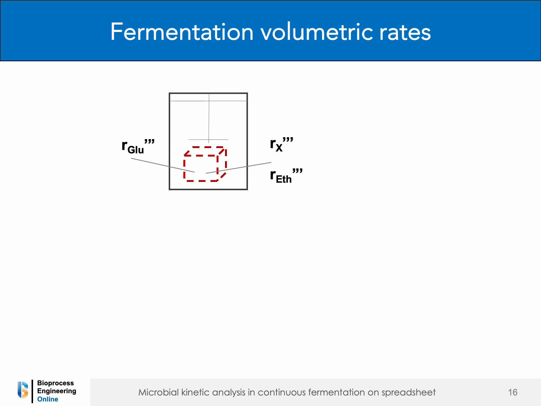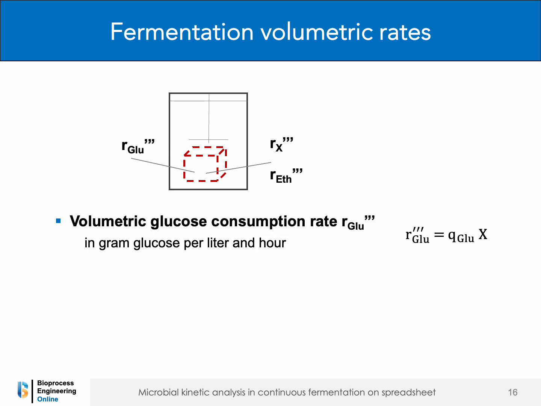The second type of rates are the volumetric fermentation rates. These rates express the intensity of the fermentation process within the fermenter. For the yeast fermentation, the key volumetric rates are the volumetric rate of glucose consumption, R-GLU triple prime, measured in grams glucose per liter per hour. This rate is the product of the specific glucose consumption rate, Q-GLU, and the concentration of cells X.